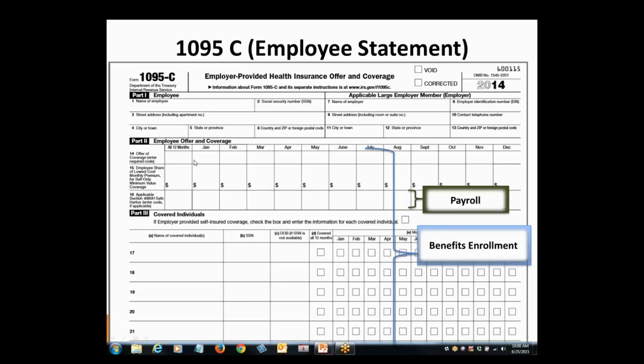Question from Wendy. We have 230 employees under 4 different EINs. How many of the 1094C forms will we need to fill out? So you would have to fill out one 1094C for each EIN. So if you have 4 EINs and there's employees under each of those EINs, then you would have to have 4 1094Cs, and then all the 1095Cs to go under each of those 1094s.